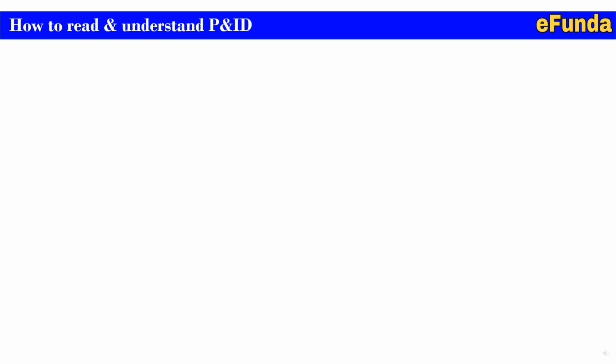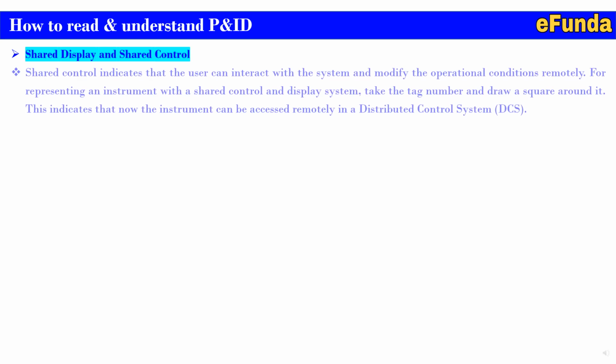Next point is shared display and shared control. Shared display means when the same information can be viewed and accessed from different locations in a network. Shared control indicates that the user can interact with the system and modify the operational conditions remotely. For representing an instrument with a shared control and display system, take the tag number and draw a square around it. This indicates that the instrument can be accessed remotely or in a distributed control system, for example the DCS.